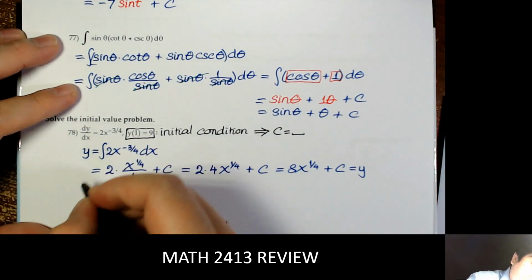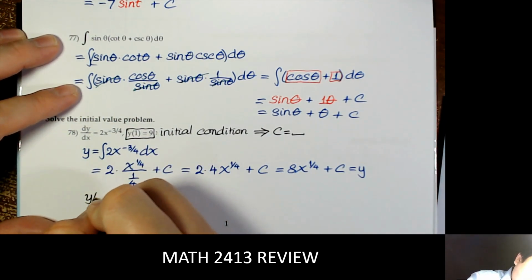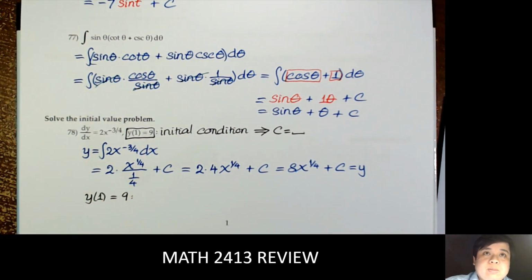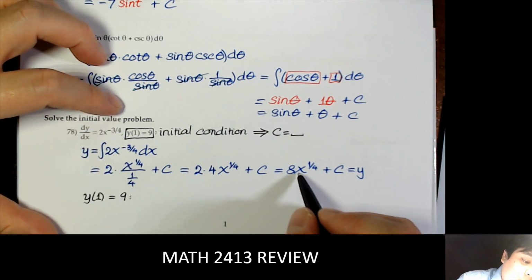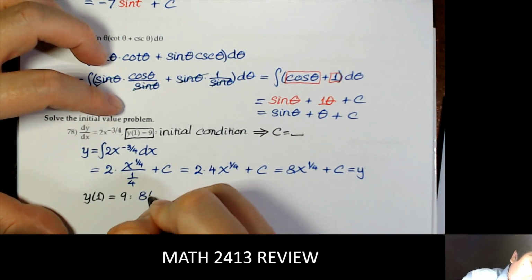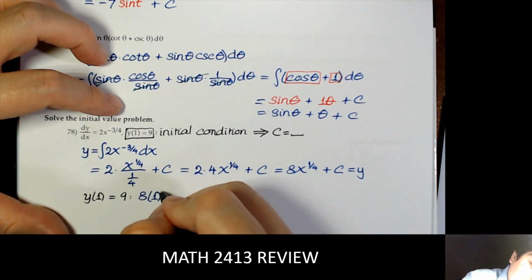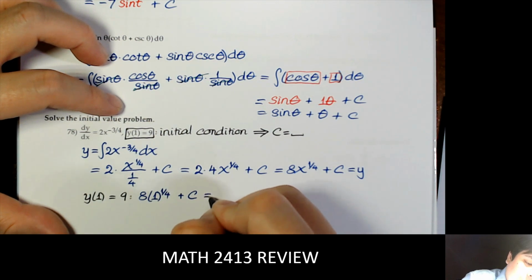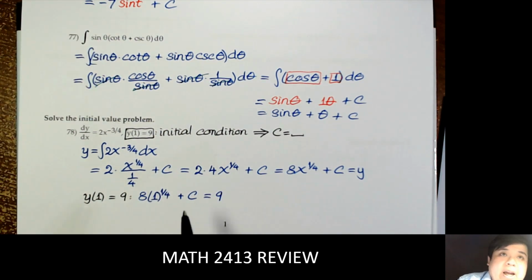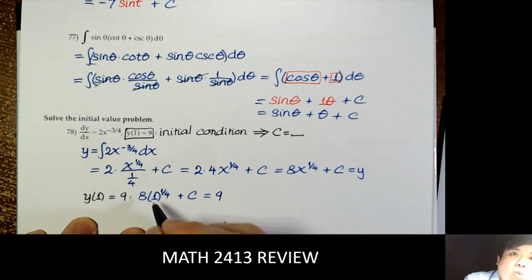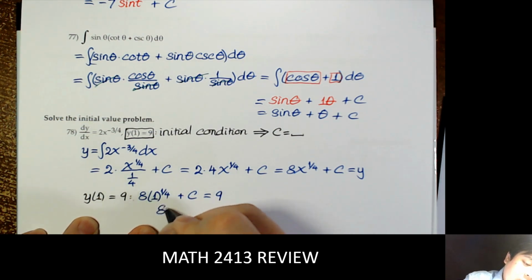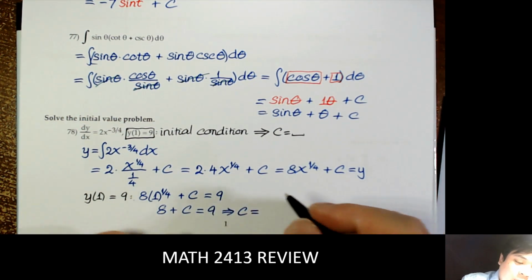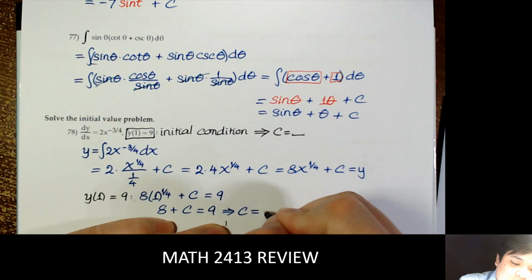Now we are given the initial condition, y of 1 is equal to 9, meaning that if we put 1 in for x, it will equal 9. And obviously here 8 times 1 to the 1/4 is just 8, plus c is equal to 9. So c is equal to 9 minus 8, so it's 1.